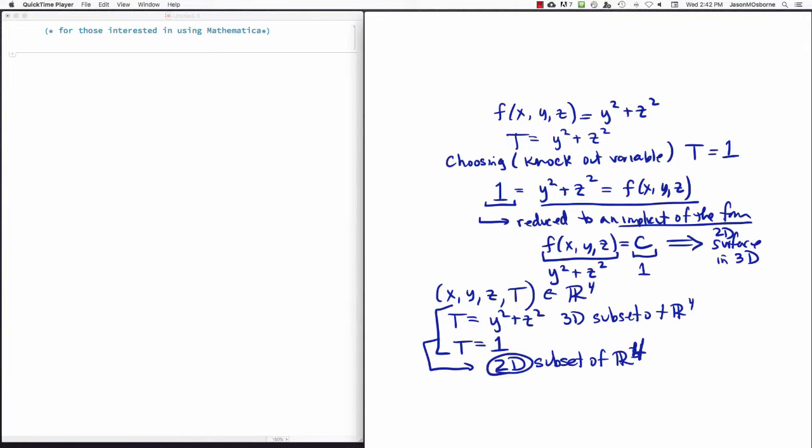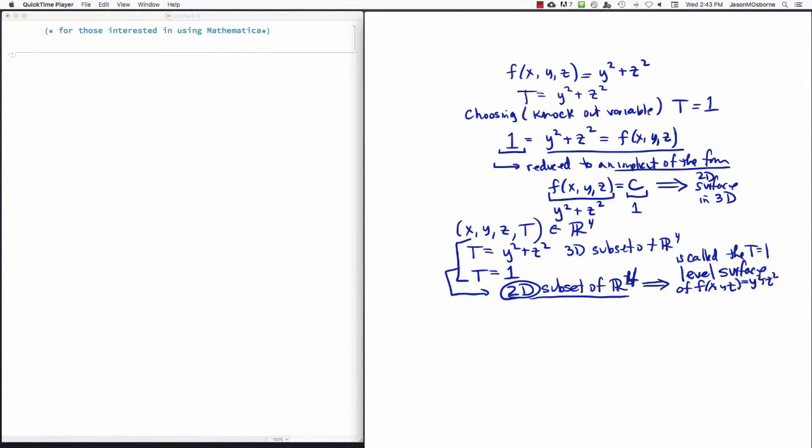And because it's something two-dimensional, we can actually view that now. That two-dimensional subset of R4 is called the t equals 1 level surface of the function f of x, y, z equals y squared plus z squared. Okay? Now we're down to some sort of two-dimensional subset. We can actually try to wrap our minds around what that is equal to.